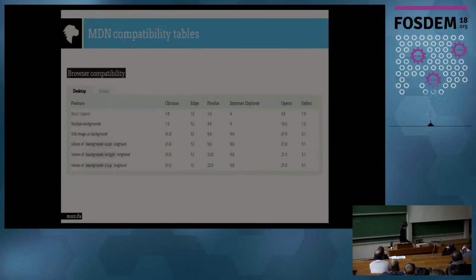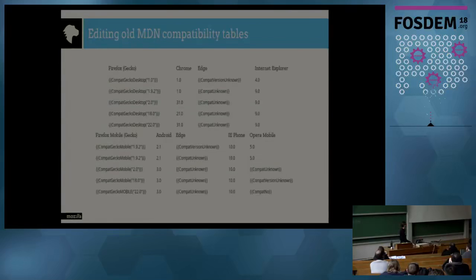And on MDN, what we've done so far is we've provided these kind of tables. I guess a lot of you have seen those. This is a table that displays compatibility information about the CSS background property. You can also see a few sub-features of that same property, like multiple backgrounds and SVG images as a background. And we used to have this table in the wiki for, like, I don't know, 5, 6, 7 years now.